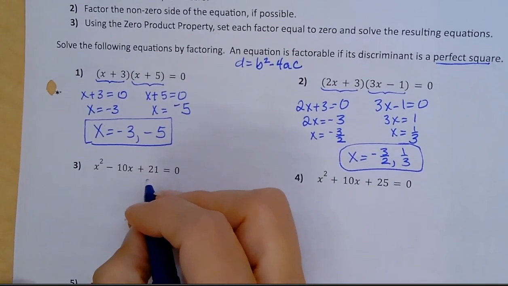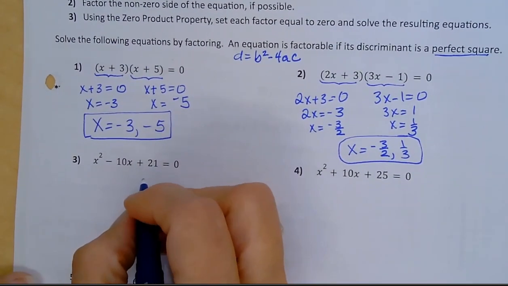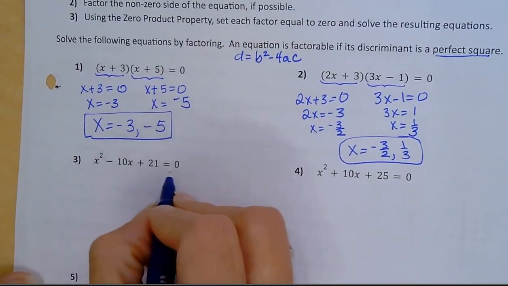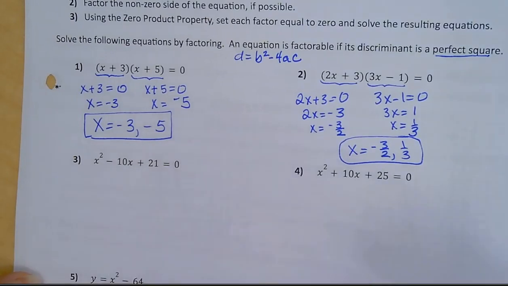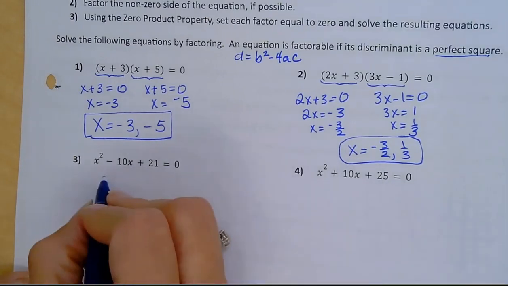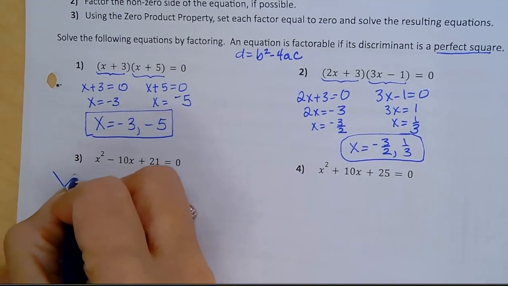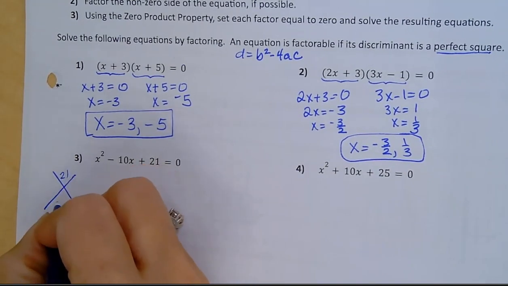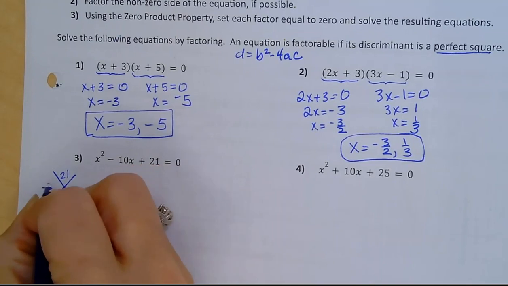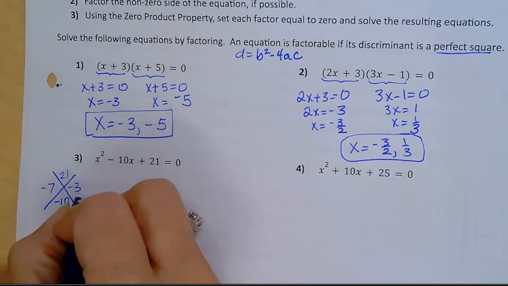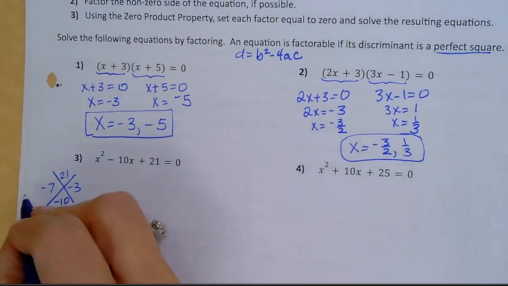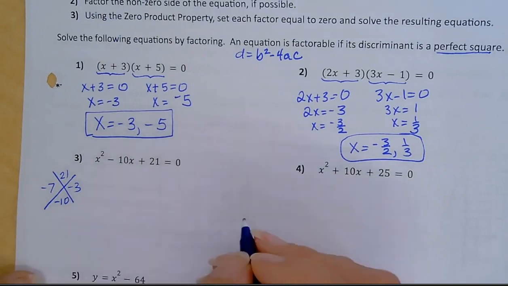We're getting a little bit more complex, and so we're going to have to factor this guy, because right now we have a trinomial. We weren't given two factors. Okay, and so I'm going to say I need two numbers that multiply to give me 21, but add up to give me negative 10. I think that's negative 7 and negative 3. Negative 7 times negative 3 is positive 21. Negative 7 plus negative 3 is negative 10.